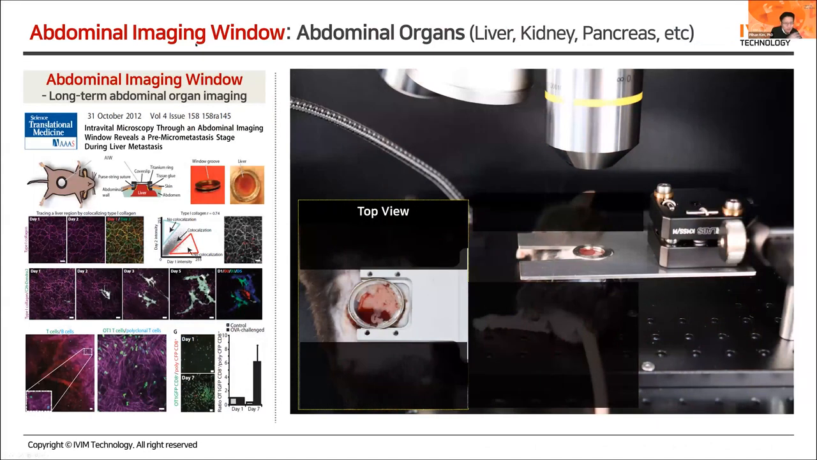And then there's another window tool, like the abdominal imaging window. So basically we can image all abdominal organs like liver, kidney, or pancreas using this imaging window device. And all these imaging window devices are modified and optimized to be used with our microscope system. So this is the preparation of the pancreas for long-term imaging.